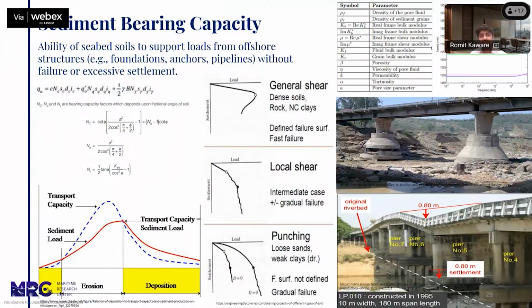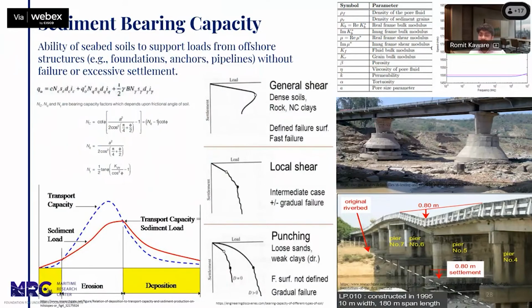Another major application is understanding the sediment bearing capacity. Sediment bearing capacity is the maximum load that can be taken by the sediments before any excessive settlement or failure happens. This is calculated based on what are called the bearing capacity factors, and these factors are based on the type of sediment, whether the sediments have more friction, or whether it is silt, sand or clay. So the bearing capacity is affected by the type of sediment itself.